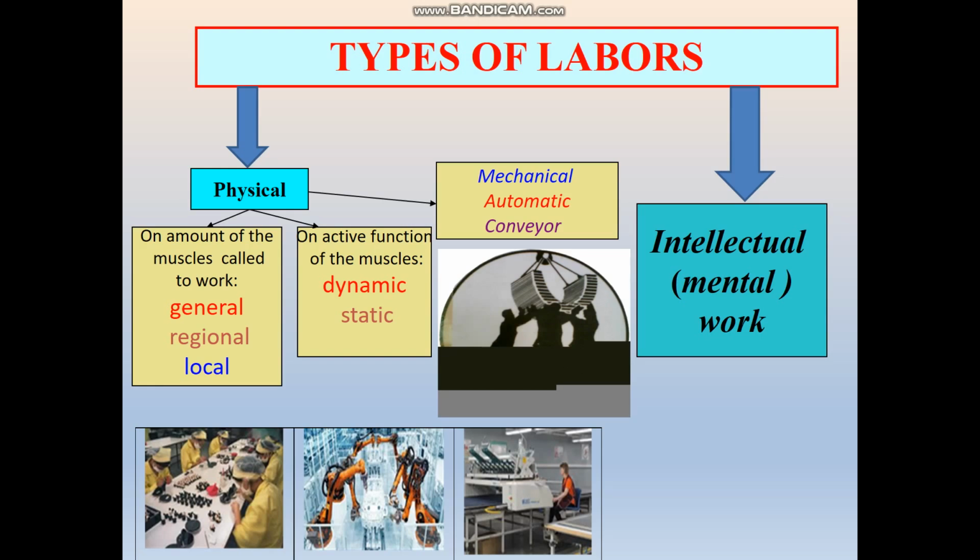Physical types of labor. Group conveyor is required on synchronic work. Mechanical is required on punctual work and rapid muscle movement. Automatic is required on monotonous work with high tempo.